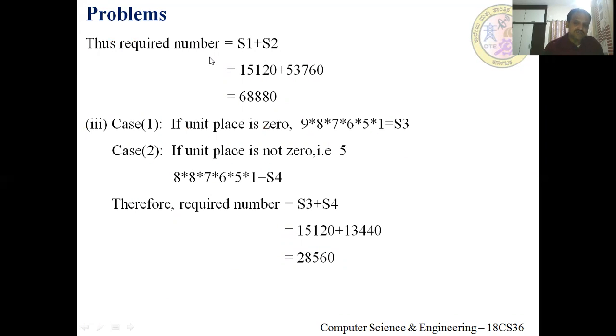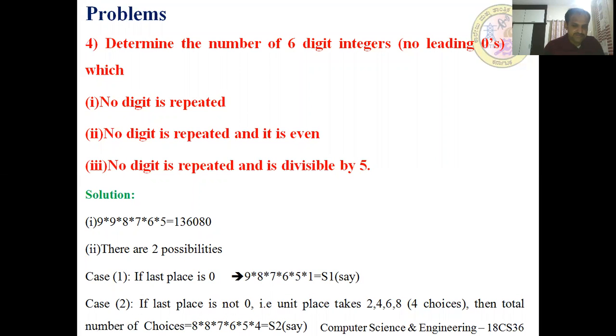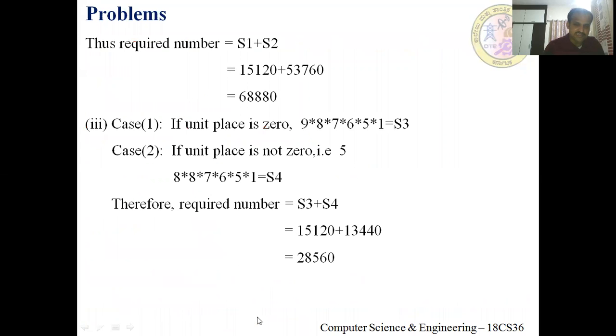Either the number has to end with 0 or it may not end with 0. There are two possibilities. Either it may end with 0 or it may not end with 0. That is, it can take either 2, 4, 6 or 8. This can be performed by using the rule of sum. The first task can be performed in S1 ways. The second task can be performed in S2 ways. Both are independent. That's why the total number of ways of performing the task in S1 ways is 15,120. Then in S2 ways is 53,760.